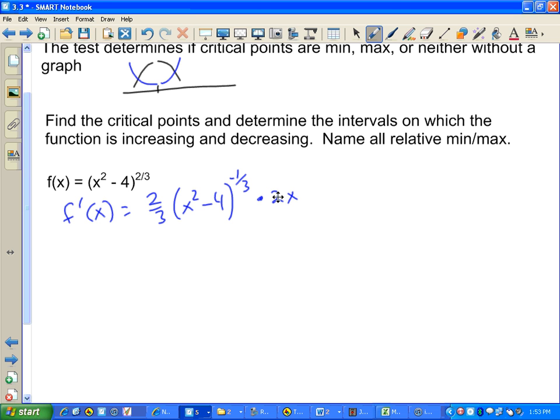So if I simplify this a little bit, 2x times 2 is 4x, and that's on the top. I've got a 3 on the bottom. This is going to come down to the bottom because it's a negative power, and I'm going to turn it into the third root here.